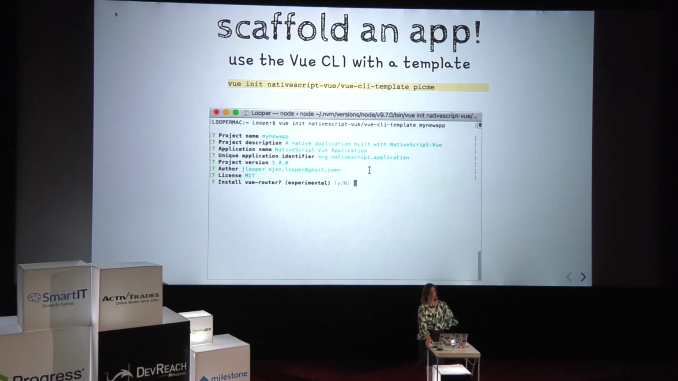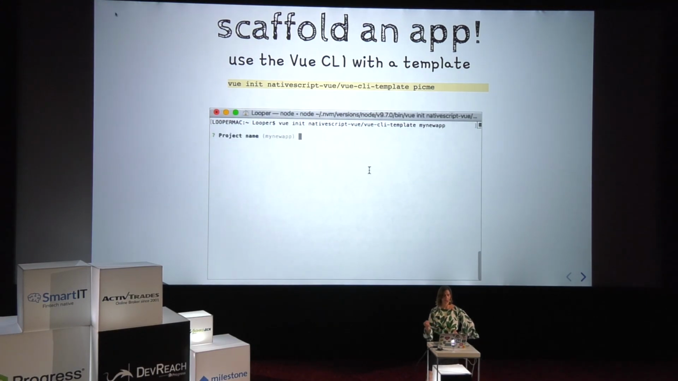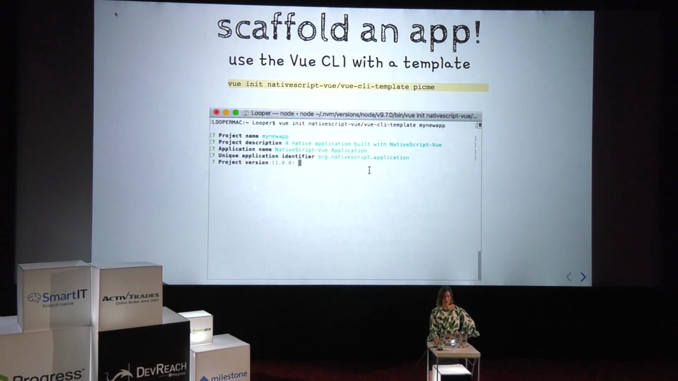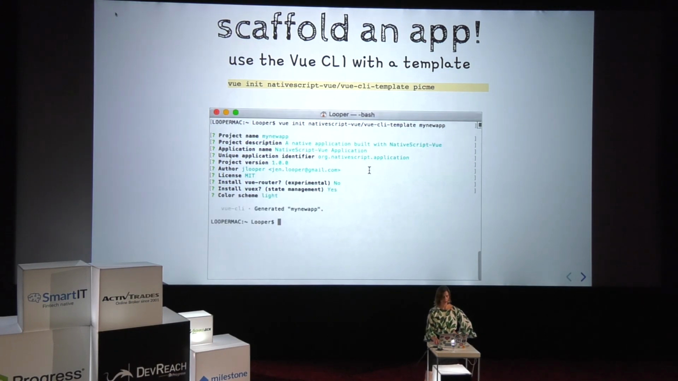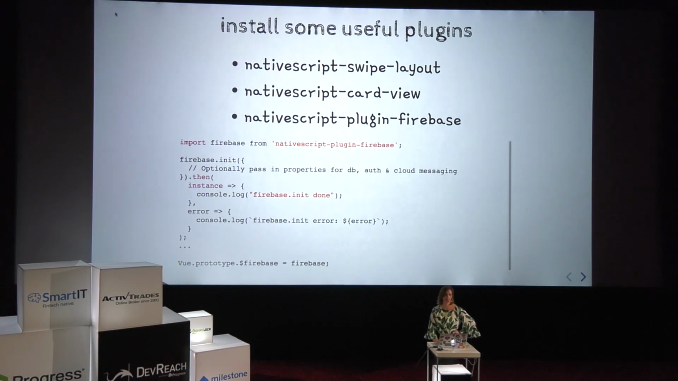So here's how you scaffold an app right now. You use the Vue CLI with a template, and you just do vue init nativescript-vue vue-cli-template, give the app a name, and then it comes with some suggestions on what the application identifier is and this sort of thing. It asks if you want to install a couple things. You usually say yes, especially to Vuex for state management. And then you can choose a color scheme. So this is a very cool and neat way to scaffold yourself a nice NativeScript Vue app.